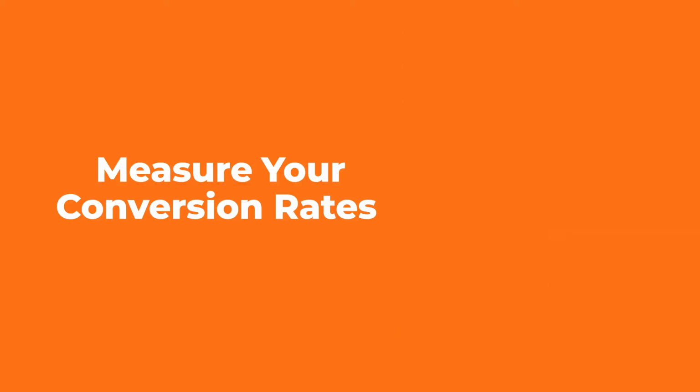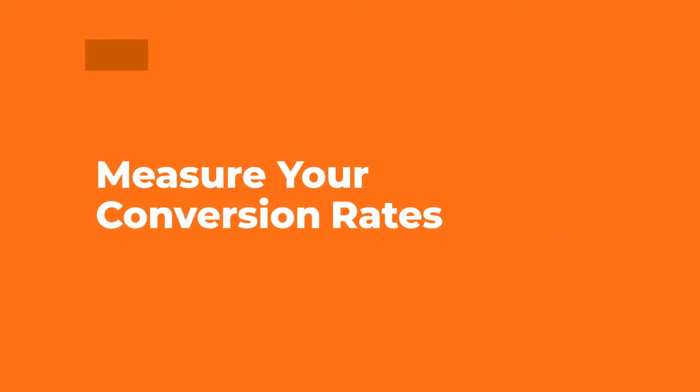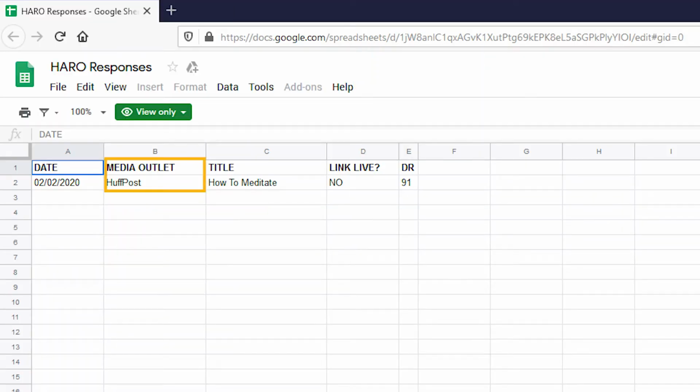So the first thing I do is measure your conversion rates. Track your HARO responses in a spreadsheet along with the name of the website, the date, and the domain rating of that website. By tracking your HARO responses on a spreadsheet, you can see how many responses you send versus how many links you get back. And then you can also measure the average DR of the links back. So at least if it's low, you can change that and tweak the process. Or if it's high, at least you can see, okay, great, you're getting some really good results now.